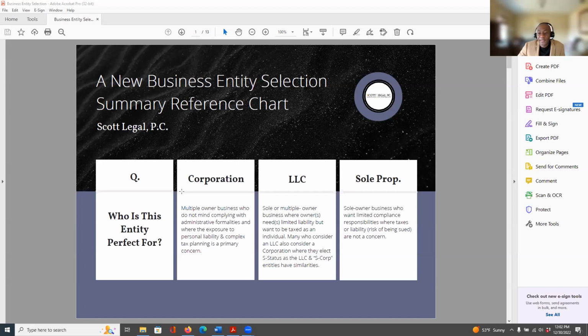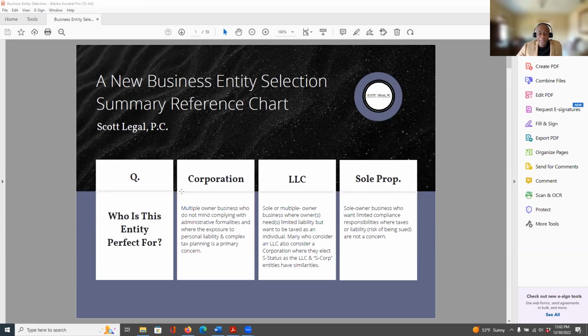As I mentioned, there are three different types of entities. And really the first question that we run through is, who is this particular type of entity good for? Who does it work very well for? Before we jump into it, I do want to talk a little bit about a corporation and an LLC in particular. Corporations have been around for a very, very long time, and most people are familiar with what a corporation is. A corporation is a separate legal entity, and they issue shares.